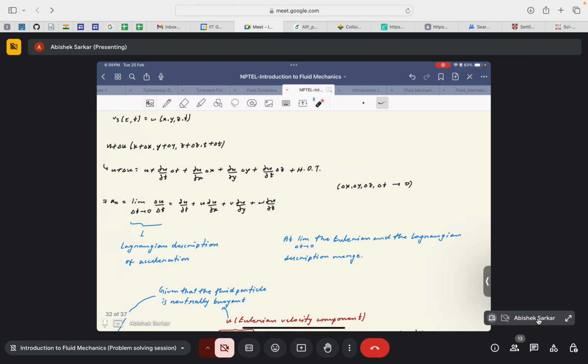Okay, and this definition is the Lagrangian description of the acceleration. But the ones on the right hand side are the Eulerian part. Okay, and these two tend to have an equivalence when limit delta t tends to 0. So as Professor Chakraborty might have emphasized, at limit delta t tends to 0, the Eulerian and the Lagrangian descriptions merge with each other.